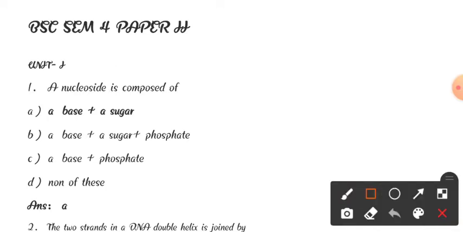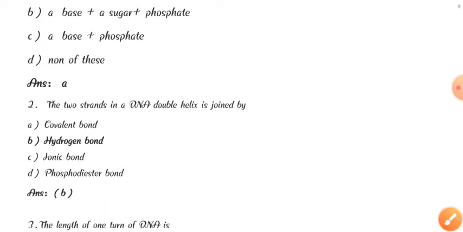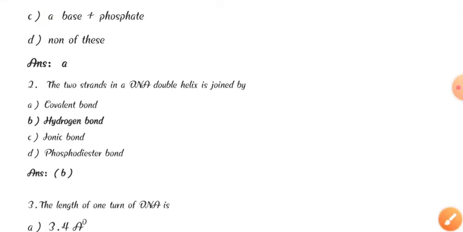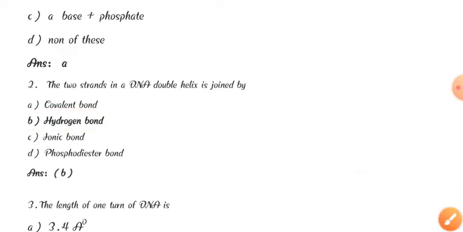So friends, that is option number A, that is a base plus a sugar. Okay, base plus sugar, nucleoside is composed of base plus sugar friends. Now question number 2, two strands in DNA double helix are joined by hydrogen bond. Okay, so option number B friends, that is hydrogen bond should be the correct answer.